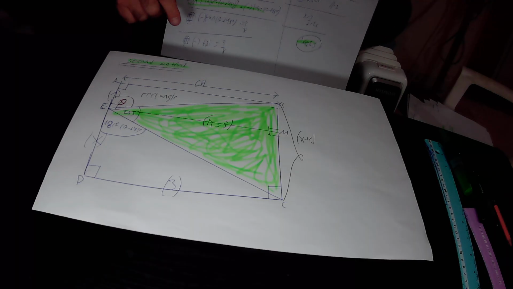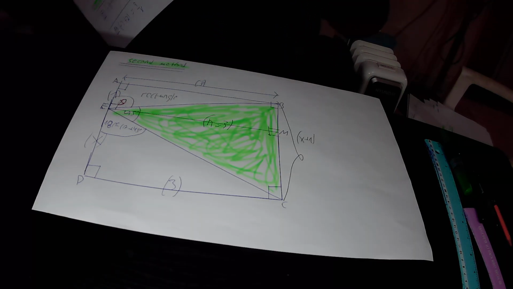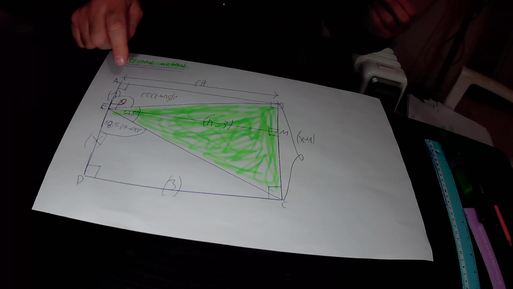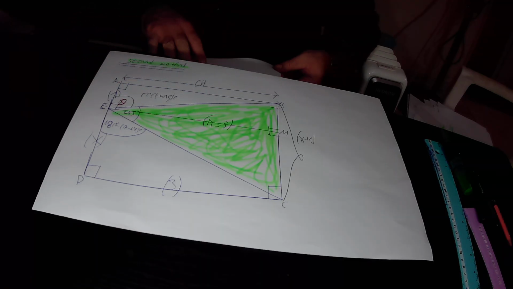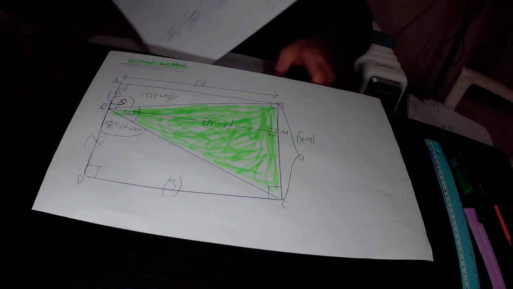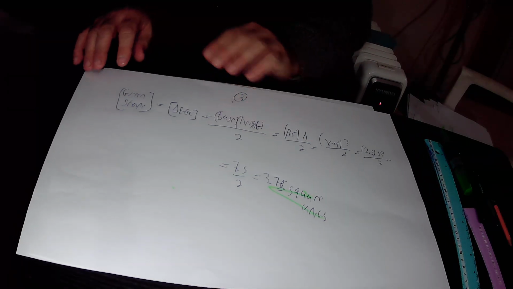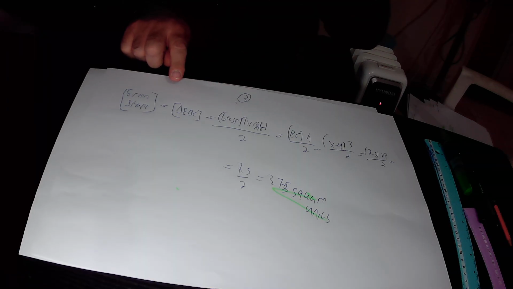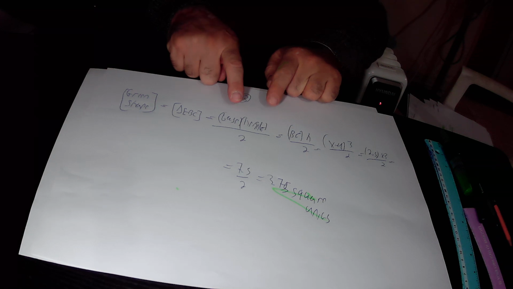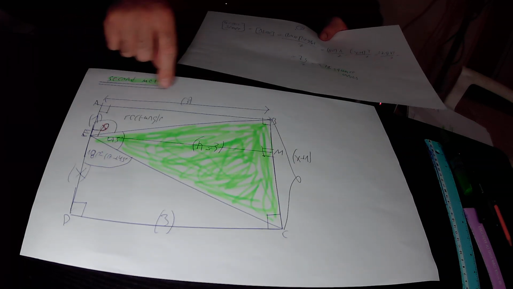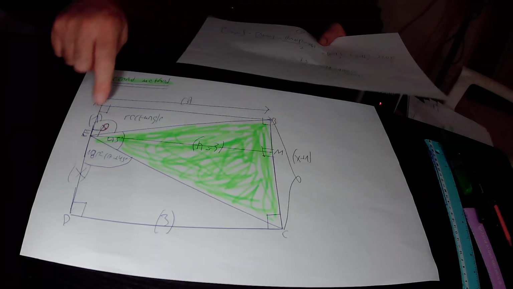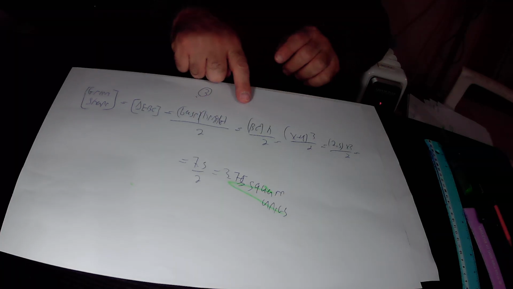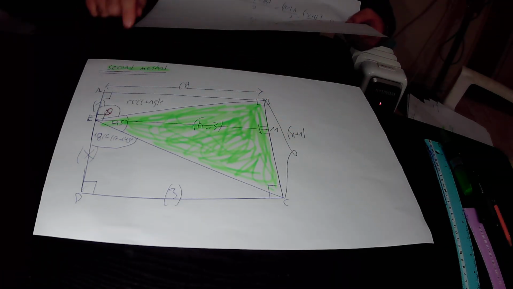Our task is to find out the area of this green shape. The green shape is actually the green triangle ABC. Again, our task is to find out the area of the green shape, and the area of the green shape is actually the area of the green triangle ABC. We know that the area of a triangle equals the base of the triangle times the height over 2. Therefore, the area of this green triangle ABC must be equal to the base BC times the height AE over 2. BC is x plus 1, AE is 3.